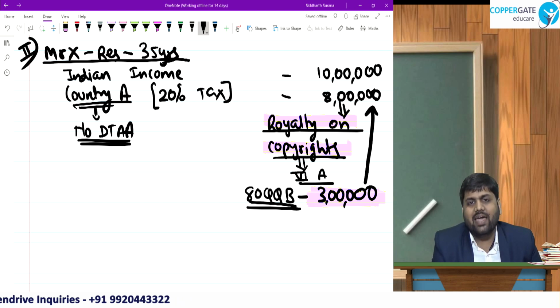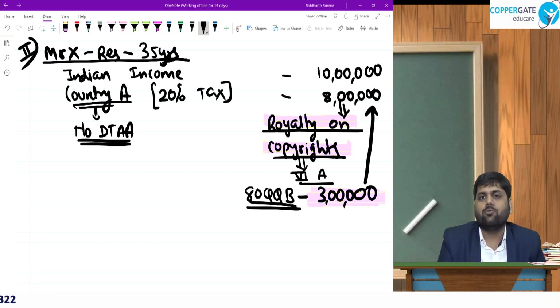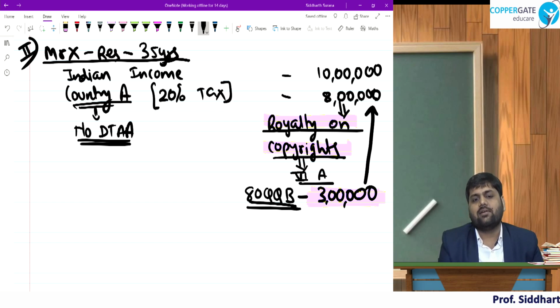If we remove this extra information, everything else is the same. So basically this time we have 10 lakh and 8 lakh. That 8 lakh is royalty against which we are eligible for a 3 lakh rupees deduction. With this much extra information, let us understand unilateral relief.